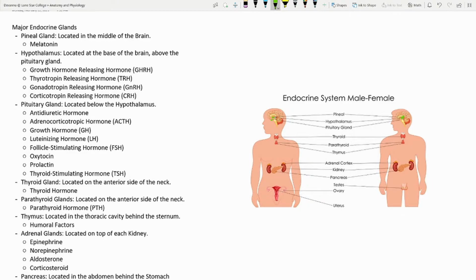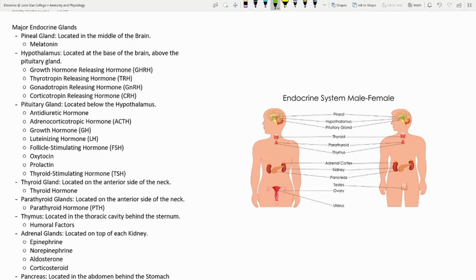Antidiuretic hormone affects the retention of water in the kidneys. It also helps control your blood pressure. Growth hormone affects growth and stimulates protein production and fat distribution. Like we said earlier, luteinizing and follicle stimulating hormones also help control the sex hormones.